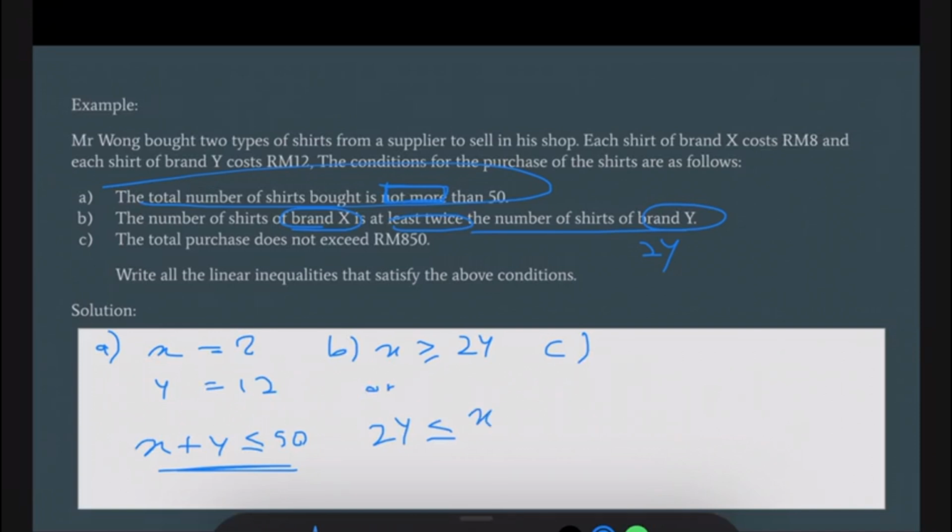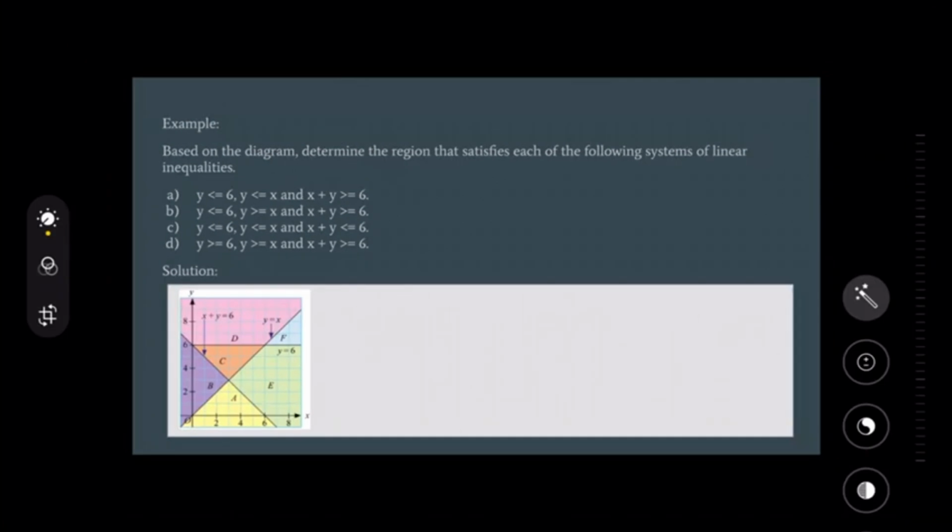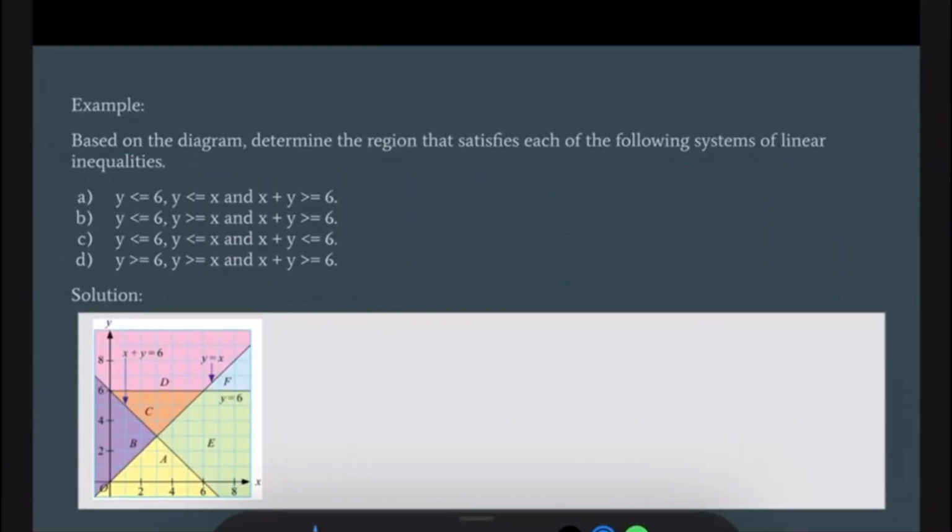So for question C, the total purchase does not exceed 850. That means 8 ringgit of the price of brand X plus 12 ringgit of the price of brand Y is less than or equal to 850, because it does not exceed 850. It could be 850 or less than 850.